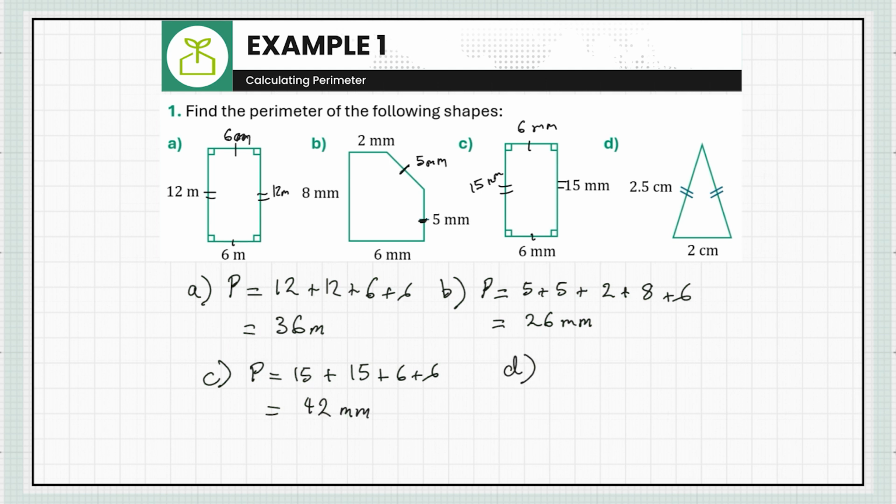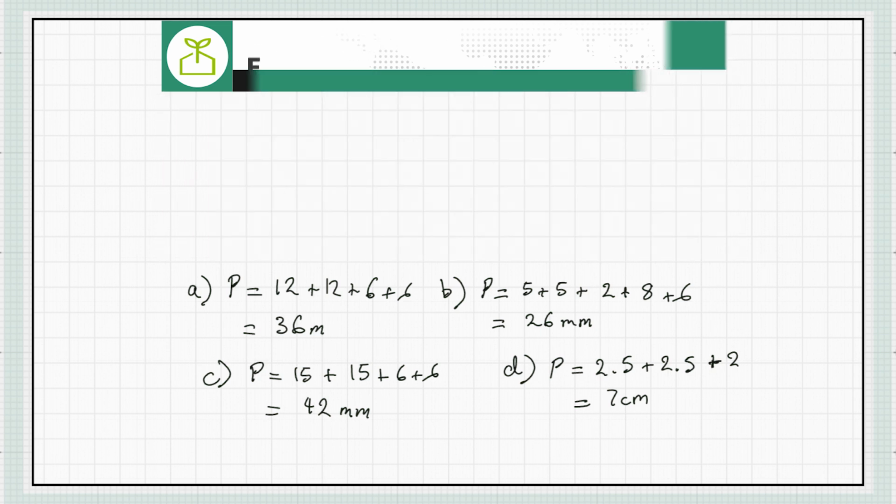And finally, for D, what we have here is these two sides are equal, so it is an isosceles triangle. So we can also write 2.5 here, and so our perimeter is going to be equal to 2.5 plus 2.5 plus 2. So 2.5 and 2.5 are 5, add on the 2, and we get 7 centimeters. Now, the difficulty with these questions is often just finding the little piece of information that they don't give you.